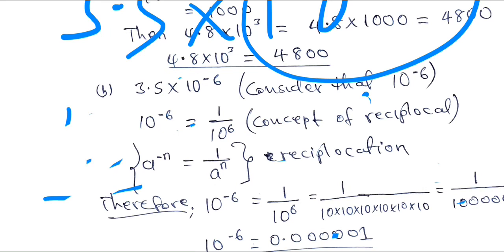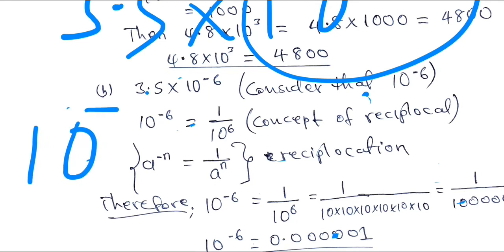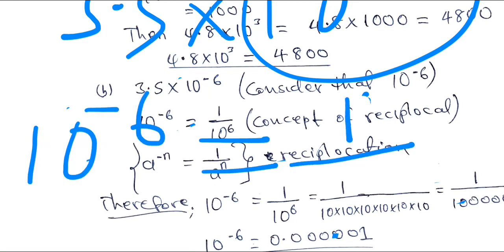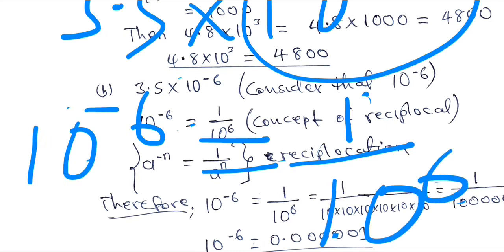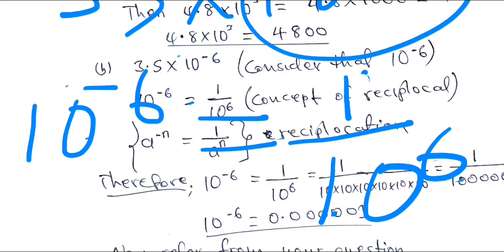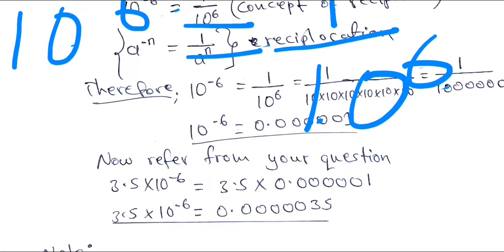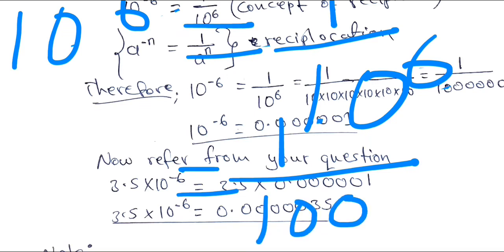I said that we're supposed to consider that 10 exponent -6. This 10 exponent -6 is the same as 1 over 10 exponent +6, right? According to the laws of exponents. If that is the case, this is 1 over 10 exponent 6. We know that 10 exponent 6 is the same as what?